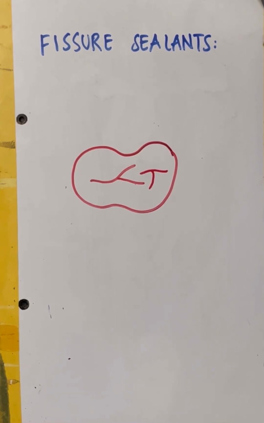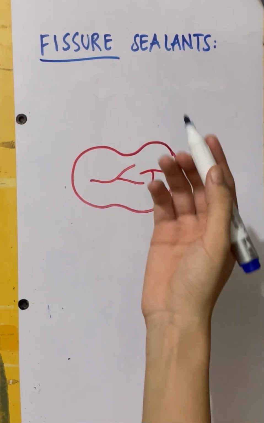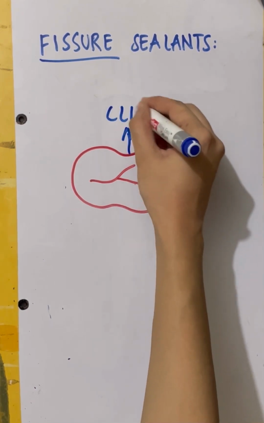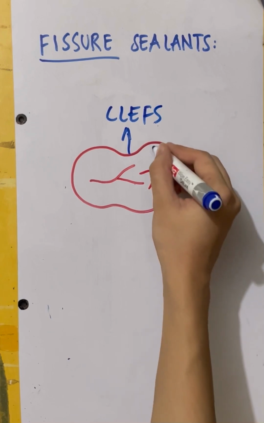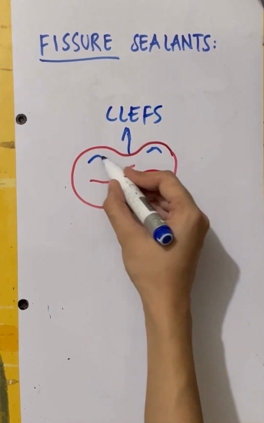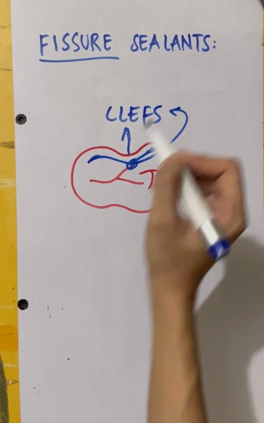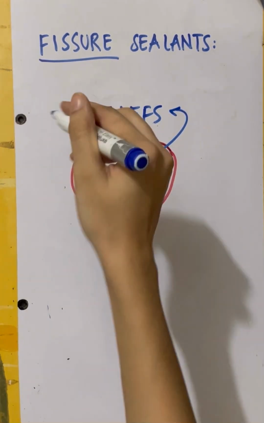Today we will be discussing fissure sealants. So what are fissure and what are sealants? Fissure is a cleft present between two cusps. If this is a cusp and this is a cusp, when they join together they form a valley, and this valley is known as cleft or fissure.